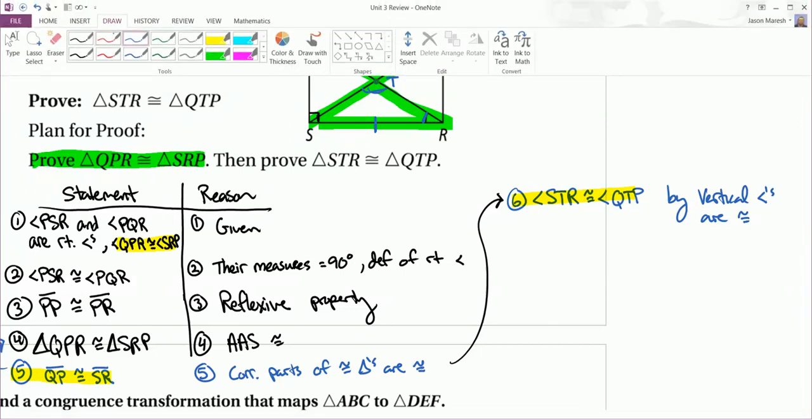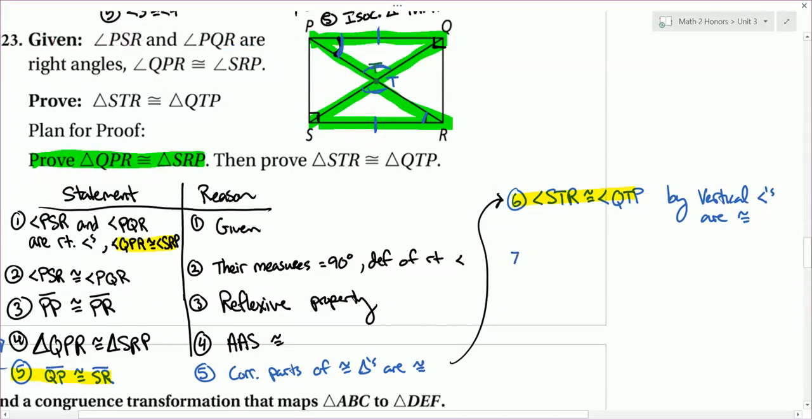So we have finally made it to step 7. We're trying to prove that triangle STR is congruent to triangle QTP by angle side congruence.